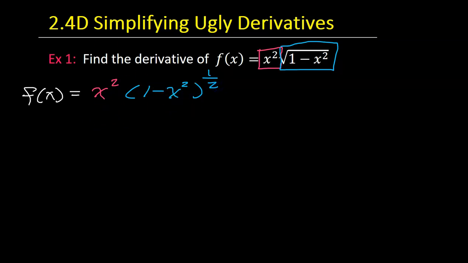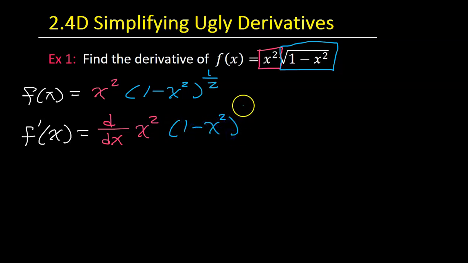So now the product rule. The product rule says that if we want to find the derivative of a product, we will start by taking the derivative of the first function and multiply by the second function. And then we're going to add the first function times the derivative of the second function.